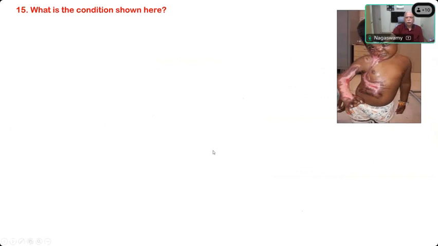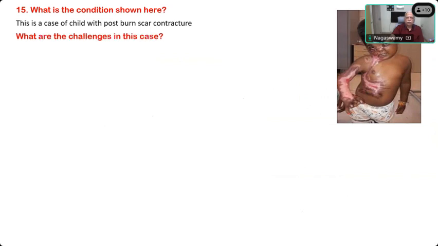This is the condition shown here. Burns contracture, which means flexion neck deformity. Post-burn contracture, yes. This is a child with a post-burn scar contracture. Very good. What are the challenges in this case? So pediatric age group, difficult airway and difficult IV line access. Difficult IV access. Okay.